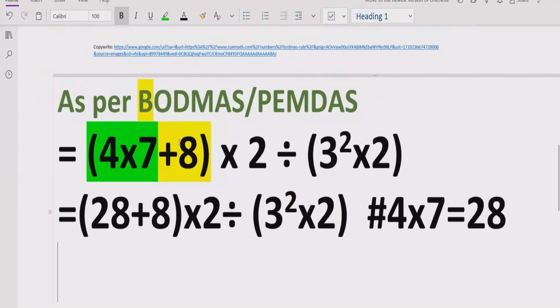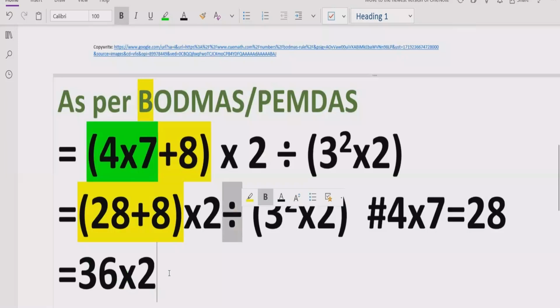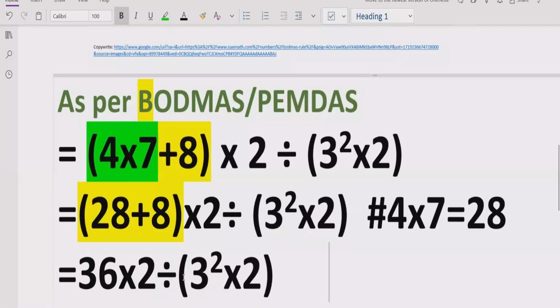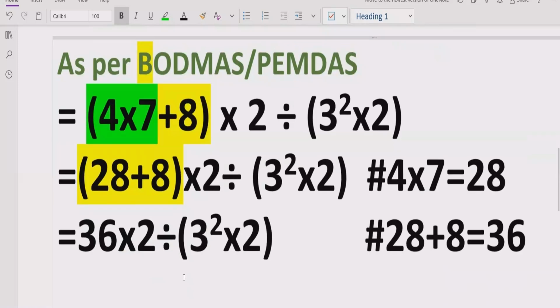Now move forward. Again we will repeat step number 1, which is solve all the brackets. So we have this bracket which is 28 plus 8. So we will write 28 plus 8 means 36, multiplied by 2 and divided by the bracket 3 raised to power 2 multiplied by 2. Again we will write as it is. And here we have to give the reference: 28 plus 8 equals 36. Now we have solved one bracket.